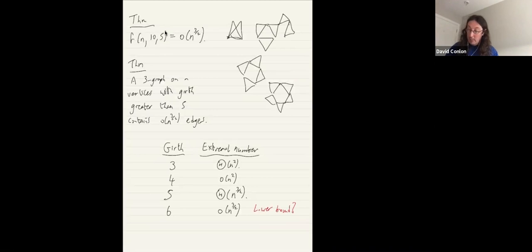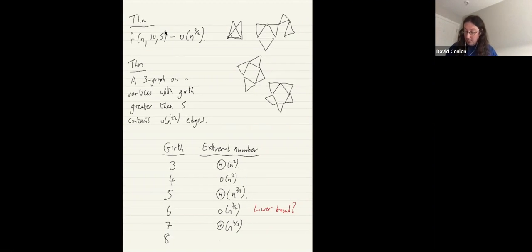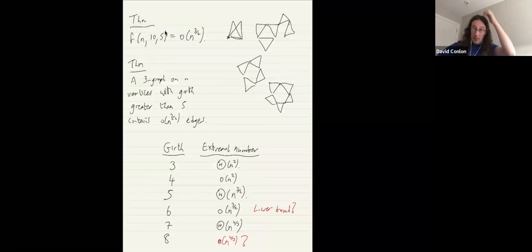And of course, you can keep going. So for girth 7, it is known that it's n to the 4/3. Both upper and lower bounds are known. But for length 8, we suspect that the answer is little o of n to the 4/3. But again, that's an open question. So extending our method, and I'll come back to this in a little while, essentially what's going on is you want to assume that you're C6-free, and then prove a counting lemma for C7s, and we don't know how to do that. Again, I'll come back to that in a little while.